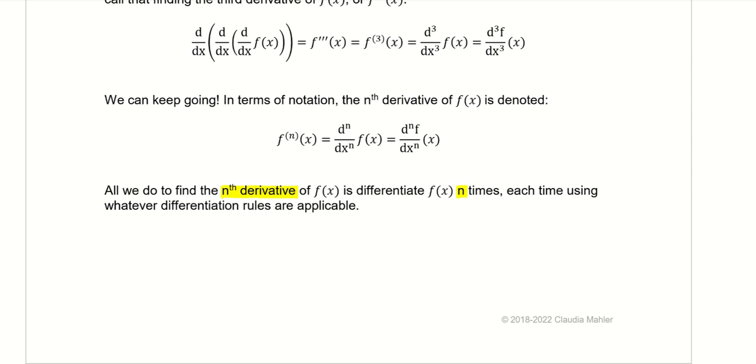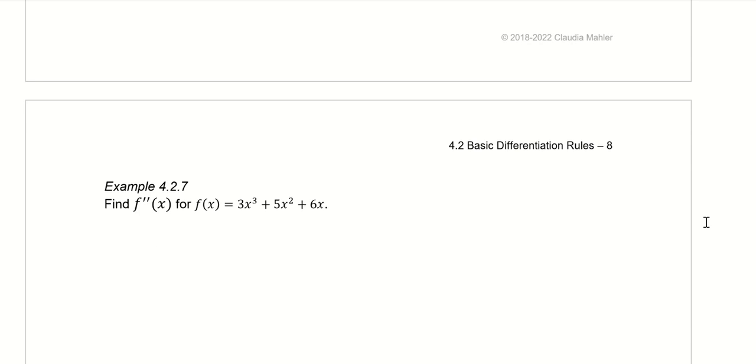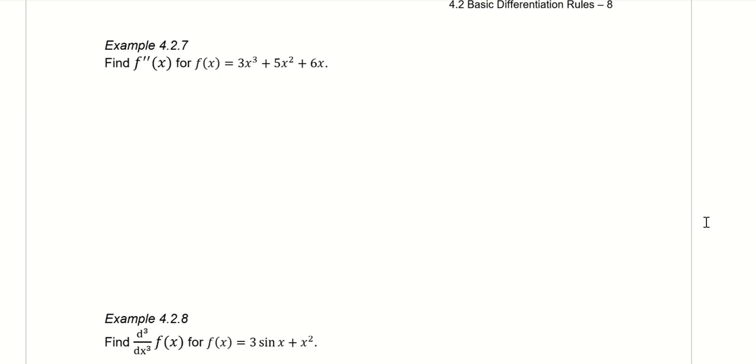So let's do a couple examples. You'll see this is actually really easy. It's just using your rules repeatedly. So on page 8, notice what we want here. We want the second derivative of this function f of x equals 3x cubed plus 5x squared plus 6x. And the easiest way to do this is to just find the first derivative and then take the derivative of that, because that will give you your second derivative.